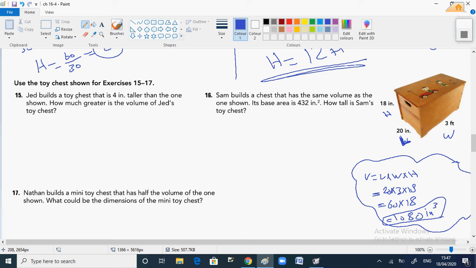Now Jet builds a toy chest that is 4 inches taller than the one shown. Taller, that means the height. So volume is length by width by height. So I will say 20 by 3 by height 18 plus 4 is 22. Okay, so when I multiply here, 20 by 3 is 60 by 22, so 60 times 22, the answer is 1320. Okay, the answer is 1320.